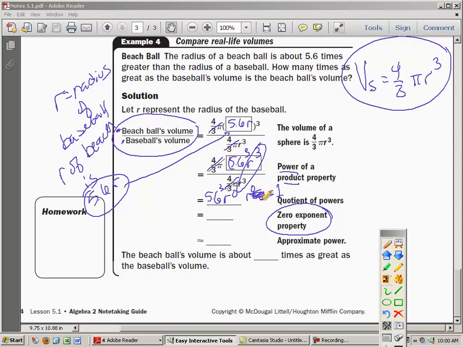So this simply becomes whatever 5.6 to the third power is, right? And 5.6 to the third is about 176. Again, it's an approximation here, something other than that. So the beach ball's volume is about 176 times larger than the baseball's volume.